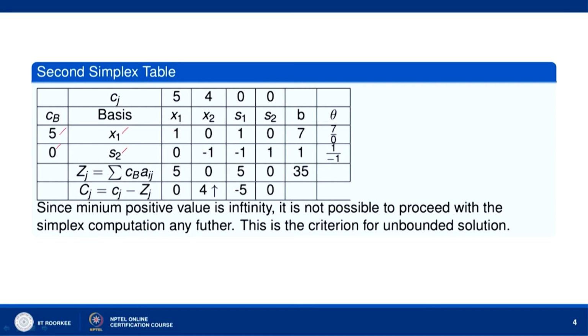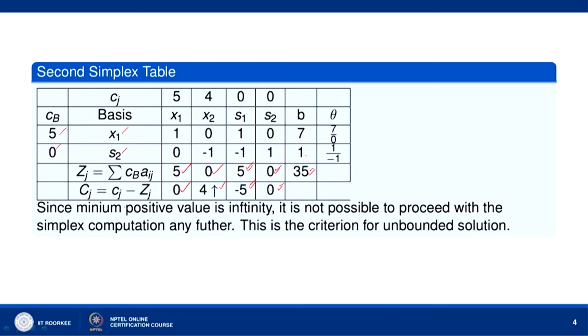Okay. Now, let us find the zj value. So, 5 into 1 is 5, 0 into 0 is 0. So, we get 5 here, 5 minus 5 is 0, and then 5 into 0 is 0, 0 into minus 1 is 0. So, we get 0 here, 4 minus 0 is 4, and then 5 into 1 is 5, this is 0. So, we get 5 here, 0 minus 5 is minus 5, then 5 into 0 is 0, 0 into 1 is 0. So, we get 0 here, 0 minus 0 is 0. Now, we can see 5 into 7 is 35, this is 0. So, this is 35, CB into B column.